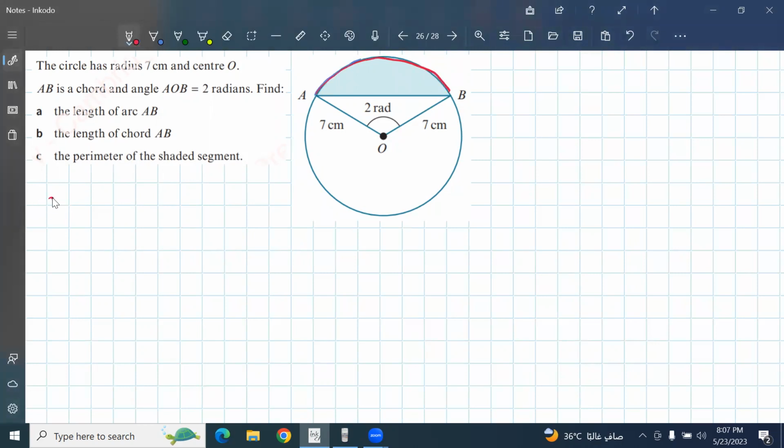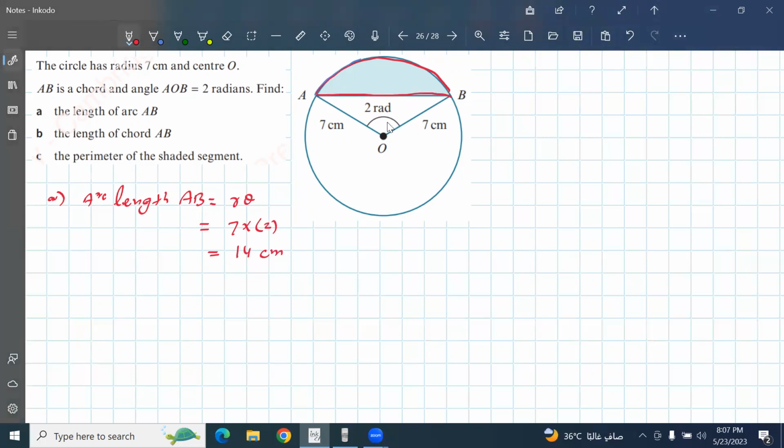Arc length AB equals r theta. Very easy. We know r is 7 and the angle is given, which is 2 radians. So we have 14, and it is arc length, so centimeters. In part B, they want the chord length, this one.